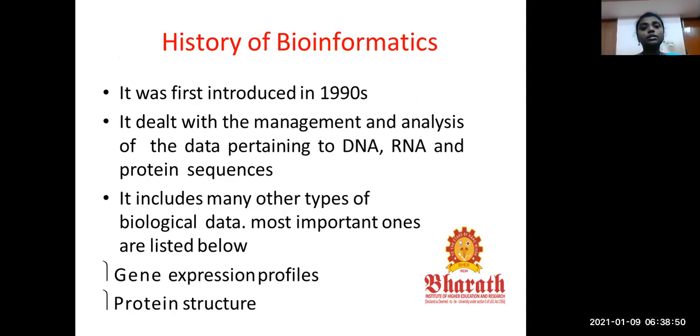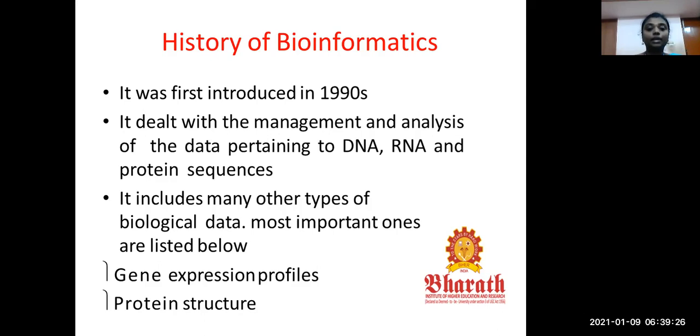Let's see the history of bioinformatics. It was first introduced in the year 1990. It dealt with the management and analysis of data pertaining to DNA, RNA, and protein sequences. It includes many other types of biological data. The most important ones are gene expression profiles and protein structure. These are the important biological data we can identify using information technology.